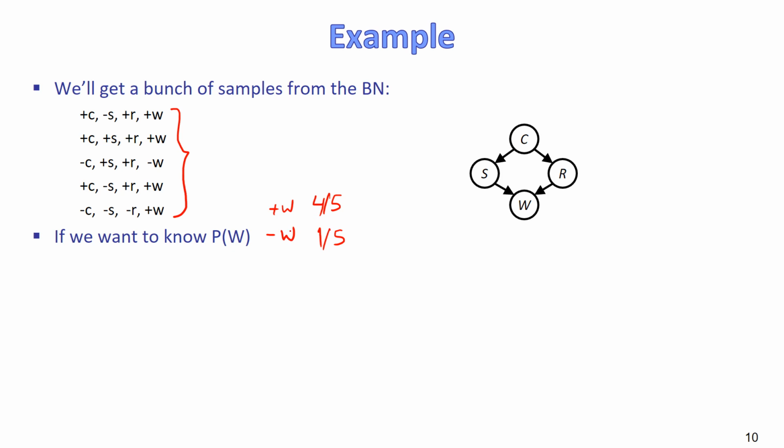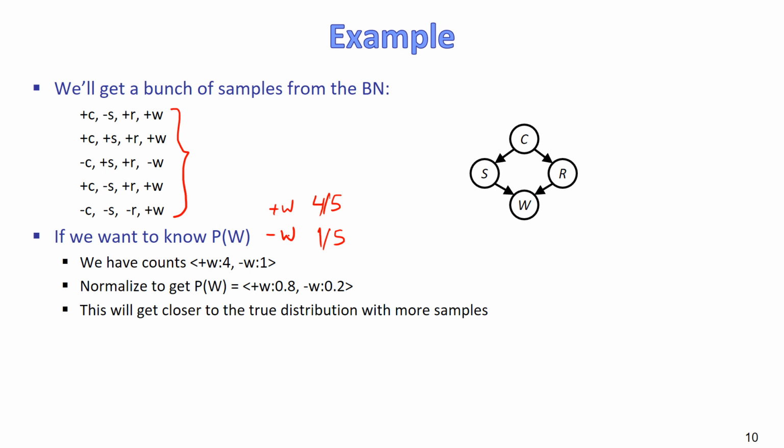How can we get the exact probability? Do the inference using one of the methods that we studied earlier, enumeration or variable elimination. If you do these samples infinite times, you will get the exact, or very close to the exact probability. Okay? Is that clear? So just by counting.